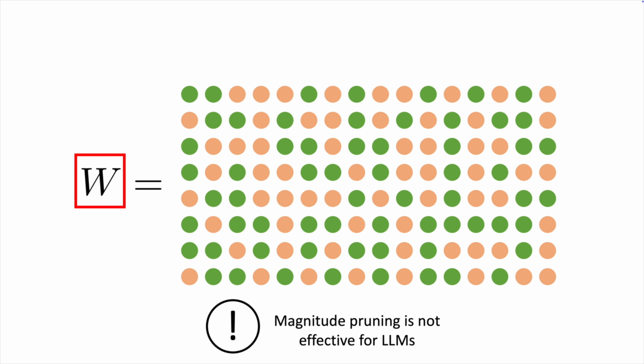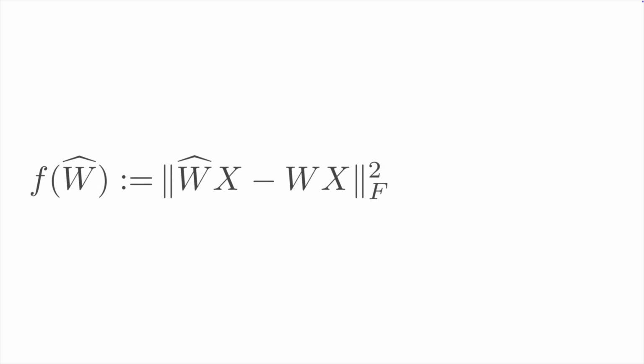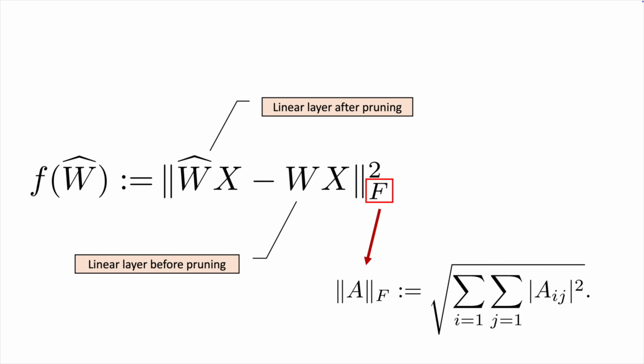Our problem is that we only consider the weight matrix W. But for calibration input X, the output of this linear layer is W times X. After pruning, we have a new matrix W hat. We want the output to remain as close as possible to the original output. So our loss is the squared Frobenius norm of W hat X minus WX. The Frobenius norm is just the sum of all squared entries of the matrix.